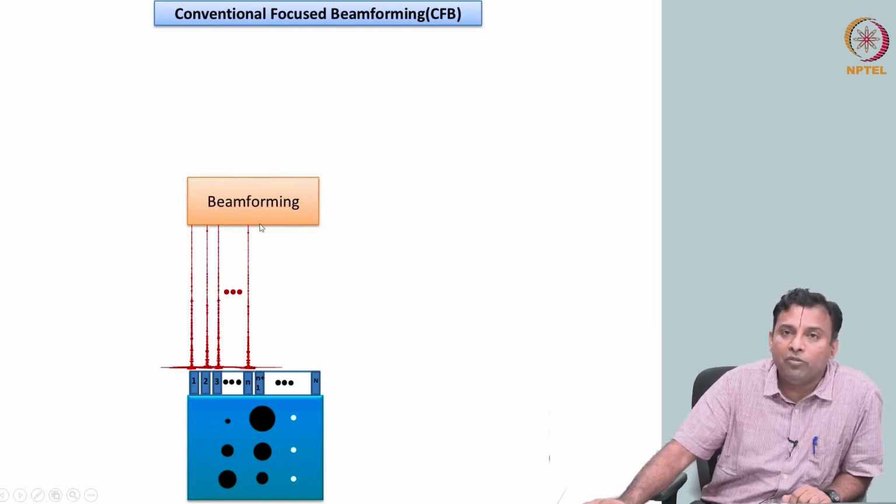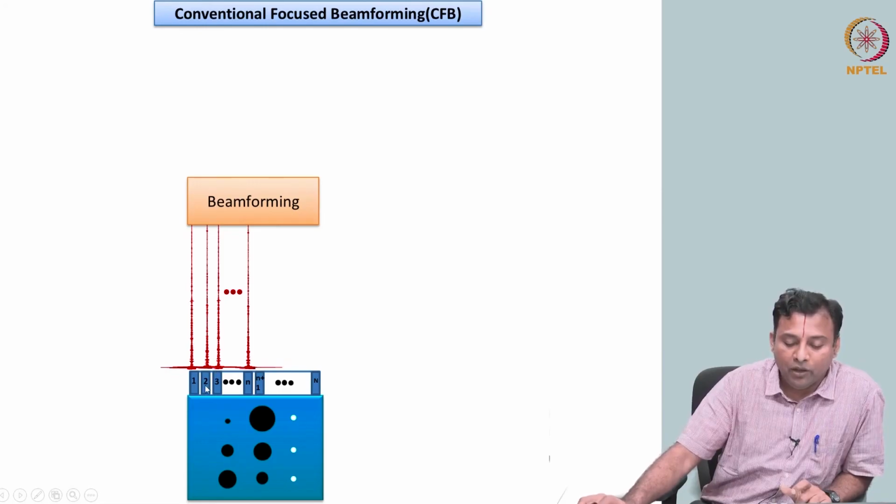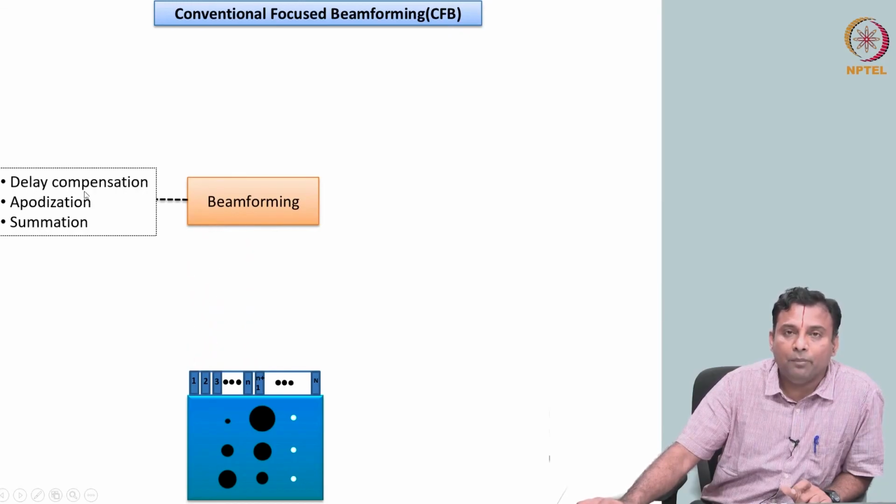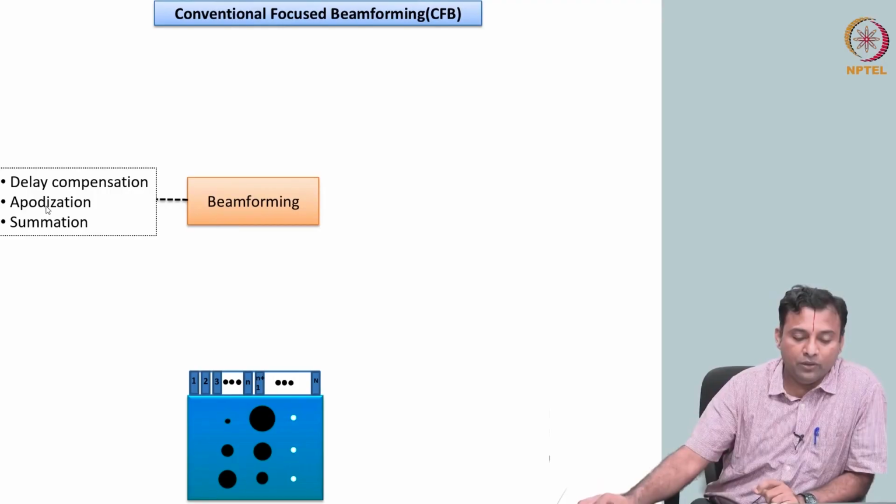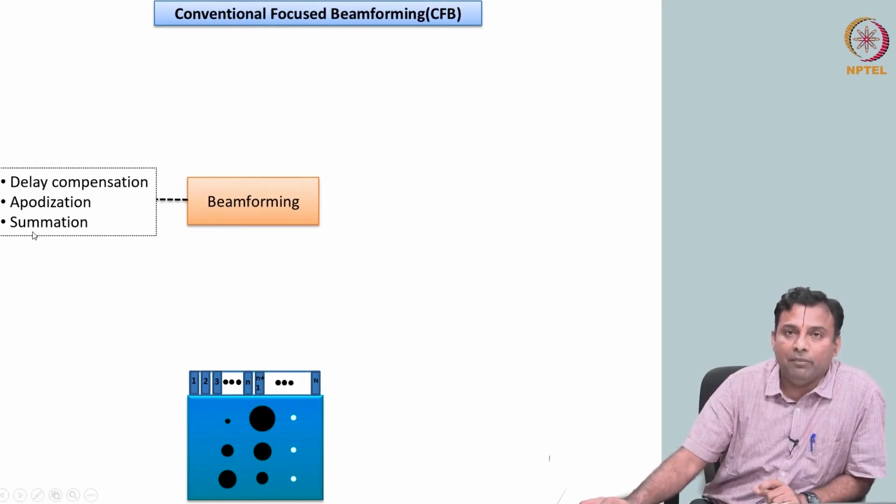What do I mean by beamforming? I will employ the time delay. I just calculated the time delay for receive beamforming. The same thing I can apply here. So each one will be delayed depending on which location they are. I will do beamforming, essentially delay compensation, and apodization, which I can do by just weighting each of them. It's a window function, right? So I can do apodization and then sum them.